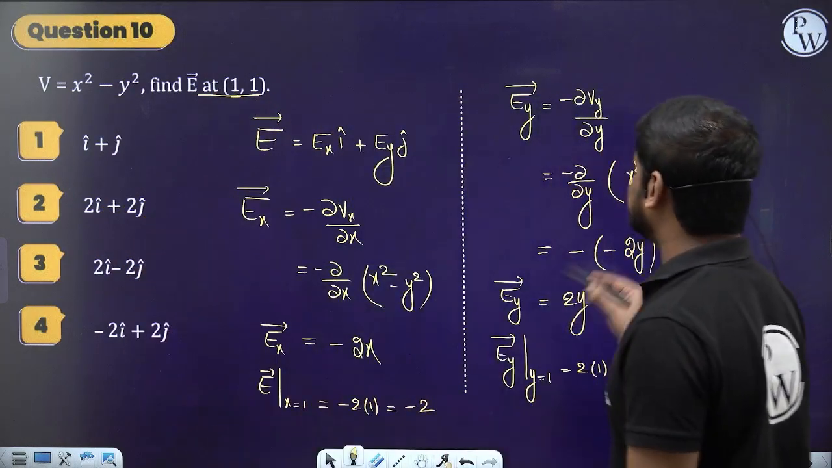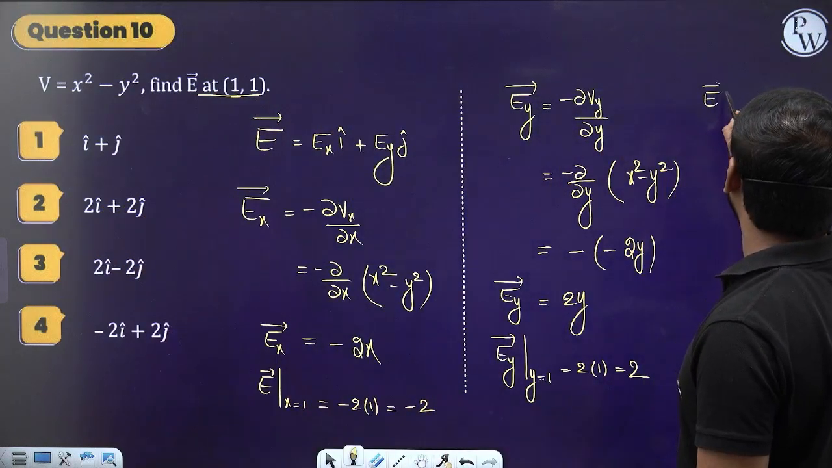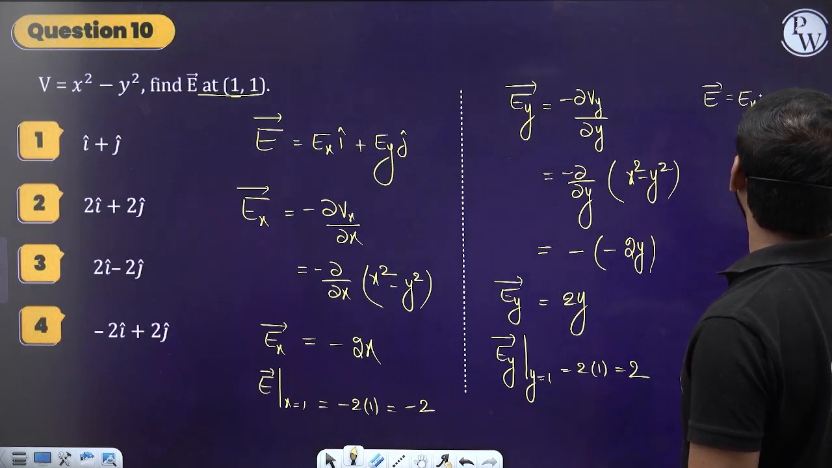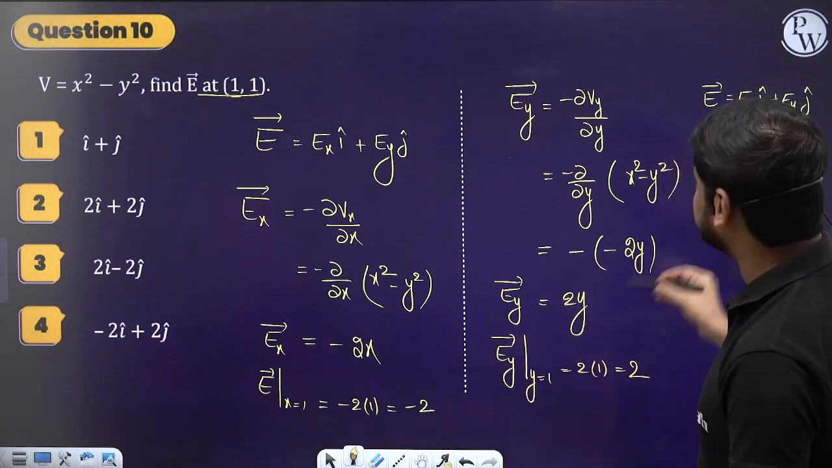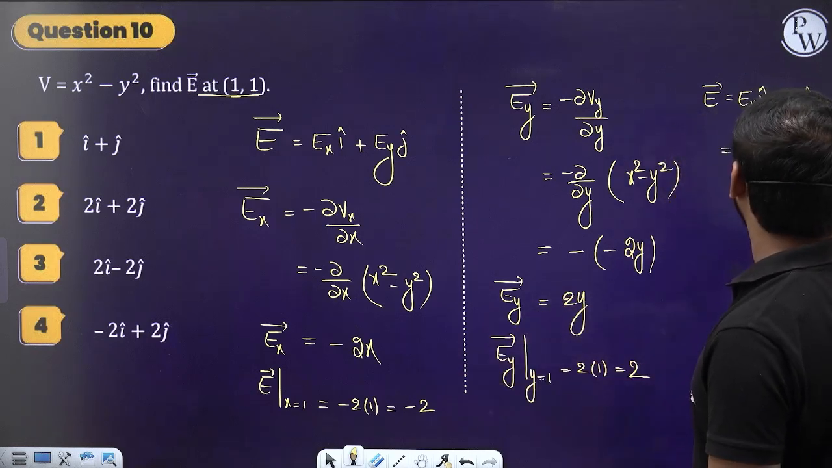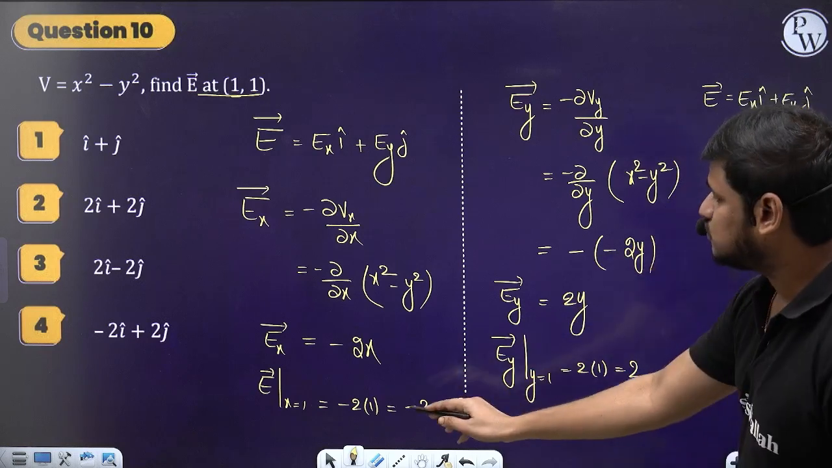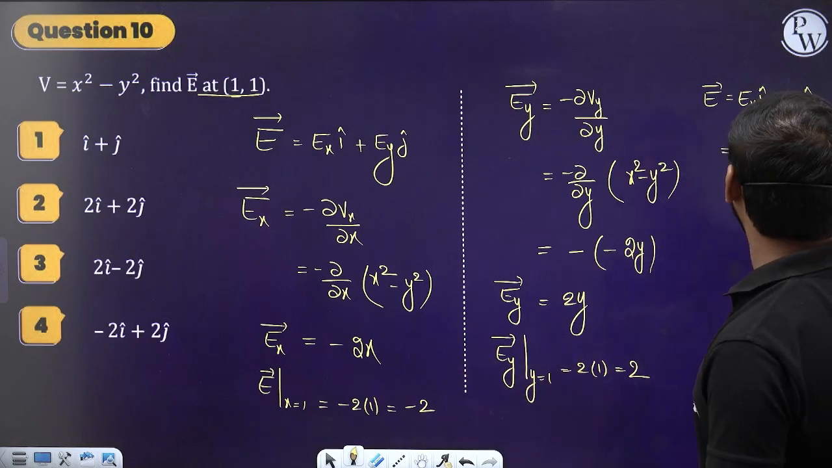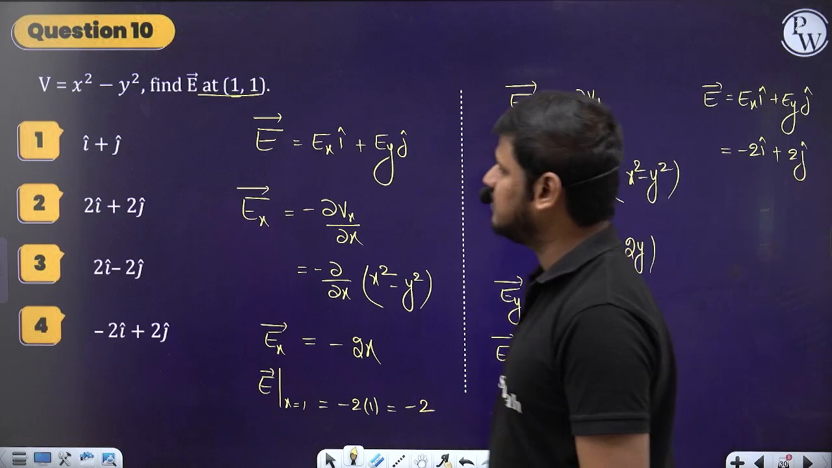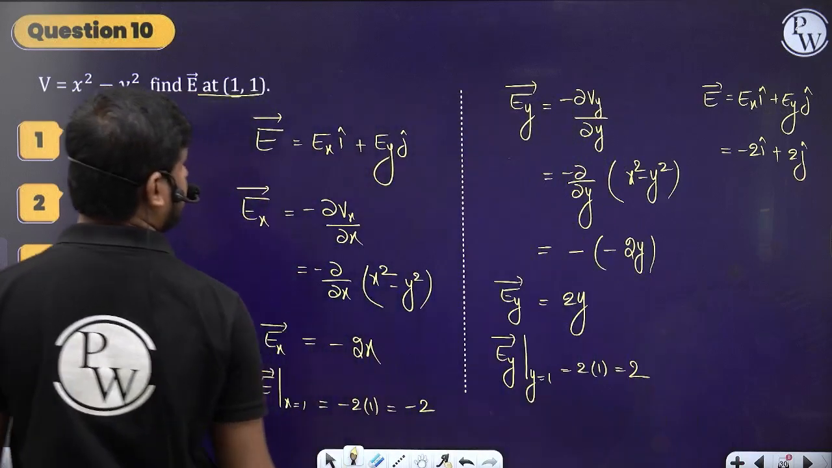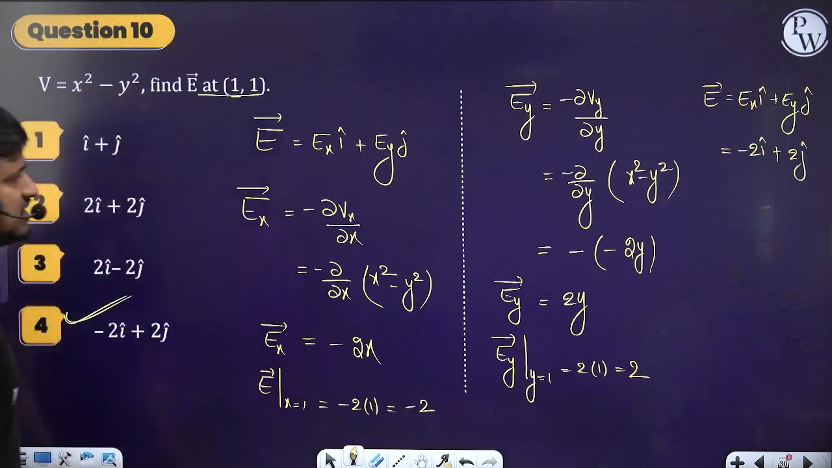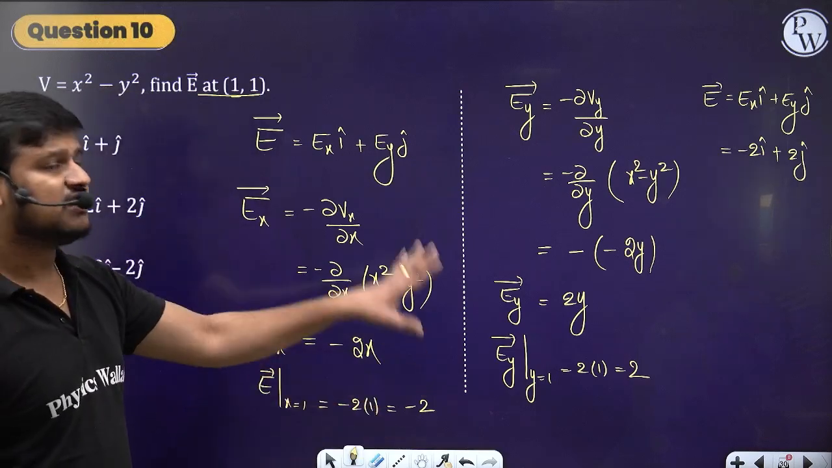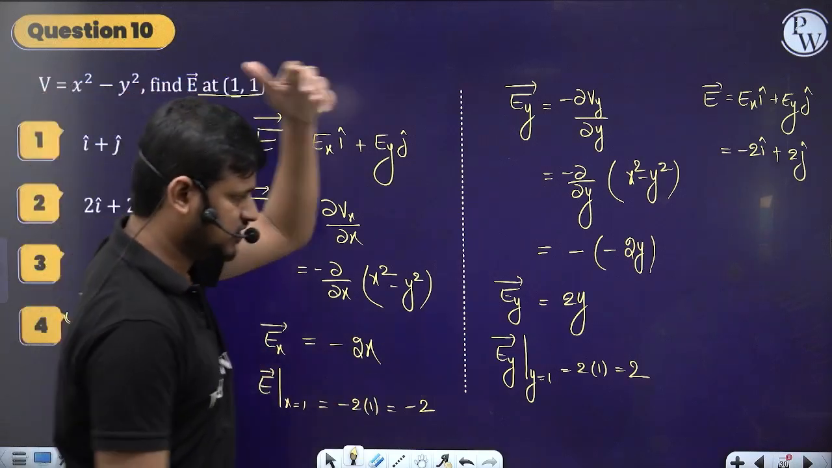So the total gravitational field will be equal to Ex i cap plus Ey j cap. What is Ex? Minus 2 i cap, plus Ey. What is Ey? 2 j cap. So minus 2 i cap plus 2 j cap. Option 4 is the correct one, guys. Clear, everyone? Chal. So let's move further.